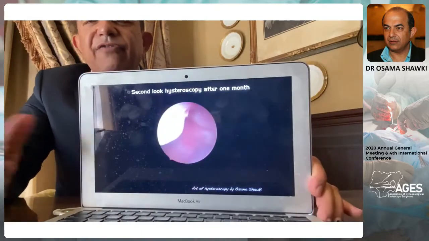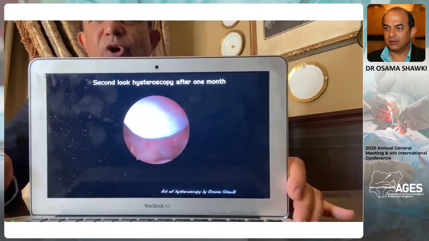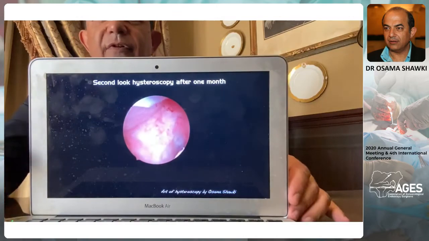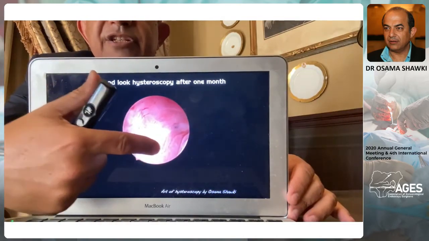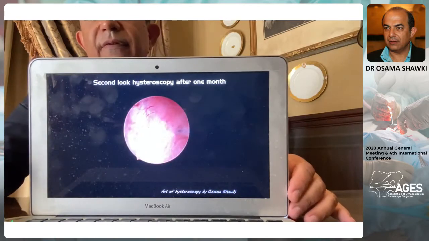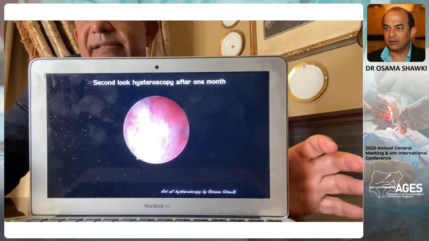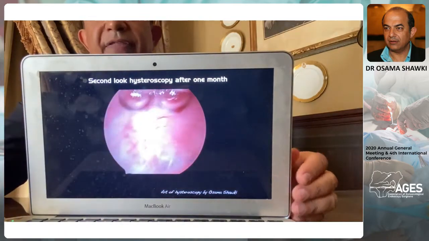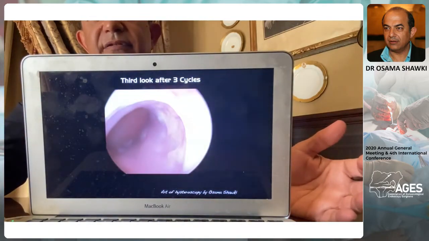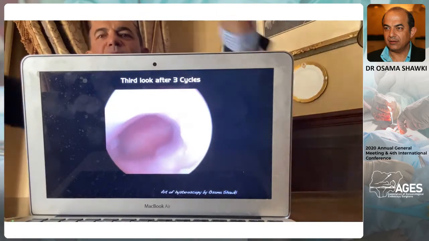This is second look after 1 month, only 1 month. You can see the septal white area start to be covered by pinkish islands. You see that? Pinkish islands here, all right? And then after 3 cycles, complete healing.